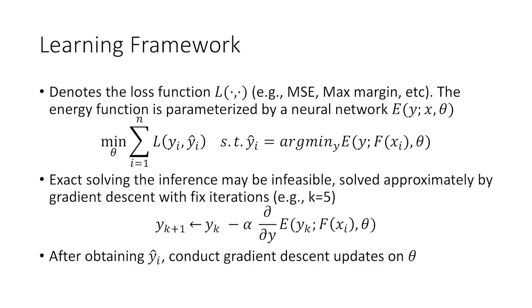So how do we learn the model parameter theta? Say we are simply using the mean square loss as the loss function here. First, we need to find the prediction y_i hat by solving the inference problem of the energy network given the fixed model parameter theta. Exactly solving the inference may not be feasible. So what they do in practice, they just do gradient descent with a fixed maximum iteration number, say just 5. They do this 5 times, obtaining the prediction y hat, and fix that to calculate the gradient with respect to theta.